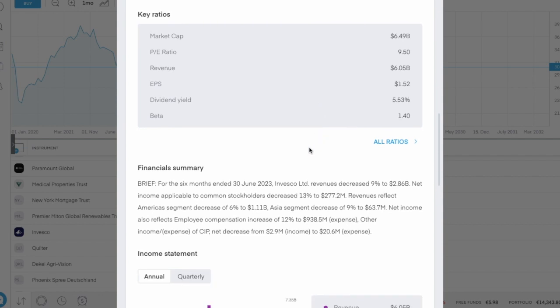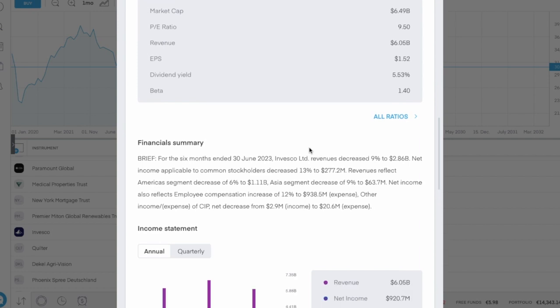It has a PE ratio of 9.5, and from what I could see, the average PE ratio for the financial industry in the US was about 5, so it is trading a bit more expensive than the average of that industry at the moment. Invesco has a current revenue of about $6 billion, has an earnings per share of $1.52, and a decent dividend yield of 5.5%. The general opinion with dividend stocks is that the spot between about 3% and 5% is the sweet spot. Anything over that is getting a little bit risky, and anything above 10% is certainly risky.